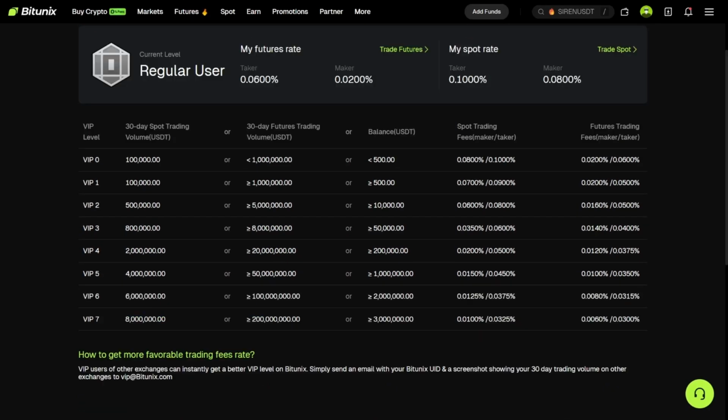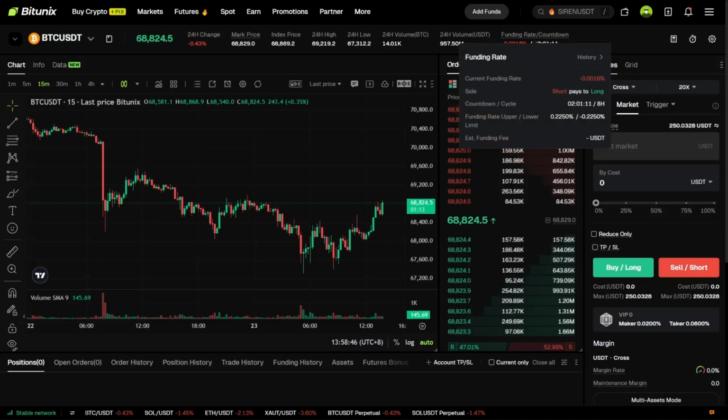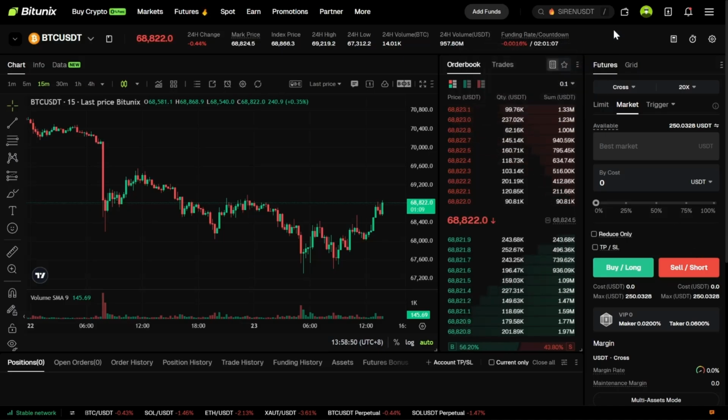Now there are two types of fees. We have the trading fees, and we also have the funding fee. We can see the funding rate up here. Funding rates are a small payment paid between long and short traders to keep futures prices close to the real spot price. If funding is positive, longs pay shorts, and if it's negative, shorts pay longs. So right now the funding fee is negative, so shorts are paying longs. On the right side, we have a countdown. Most exchanges apply funding rates every 8 hours.